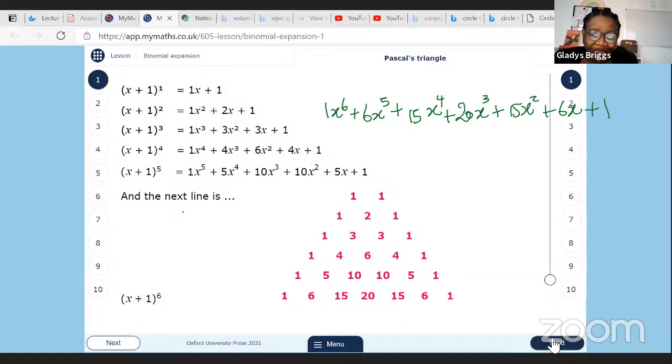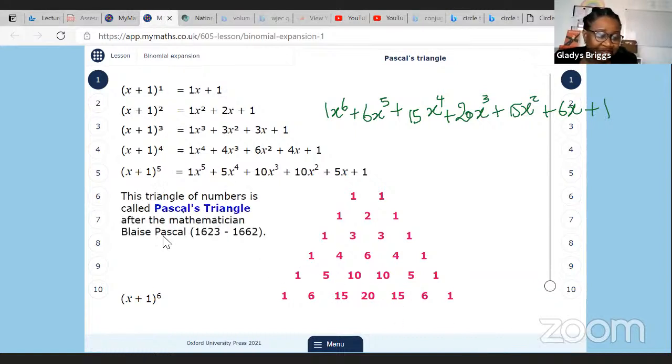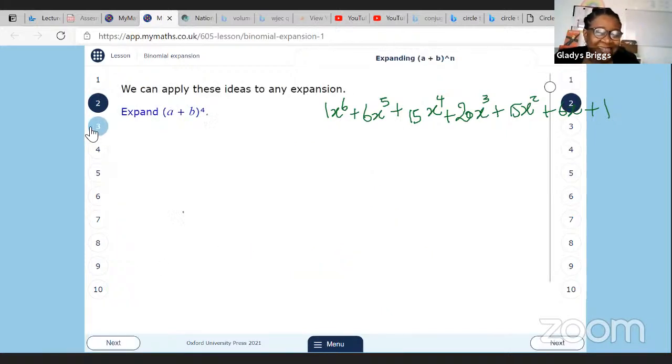Okay, so this triangle of numbers is called Pascal's Triangle after the mathematician Blaise Pascal, 1623 to 1662. Yeah, we reference him for his great job. Right. So how would you expand this one? A plus B to the power of 4.